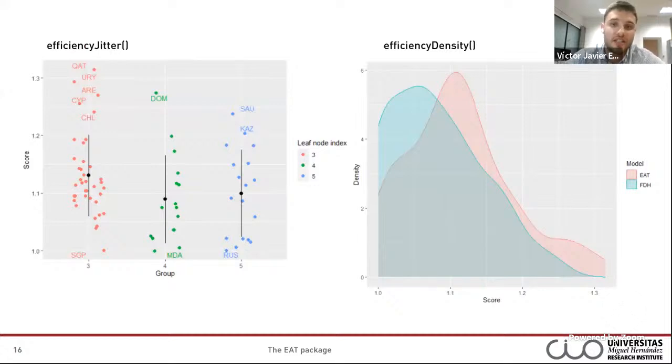Efficiency jitter and efficiency density are functions to plot the efficiency scores. Efficiency jitter allows us to know the variability in the efficiency scores in each leaf node of the tree. Efficiency density allows us to verify the similarity between the scores obtained by the different available methodologies.